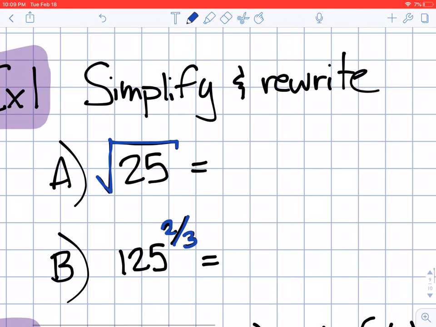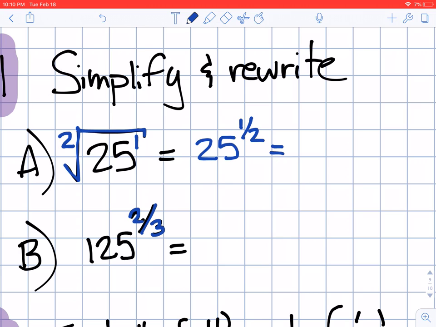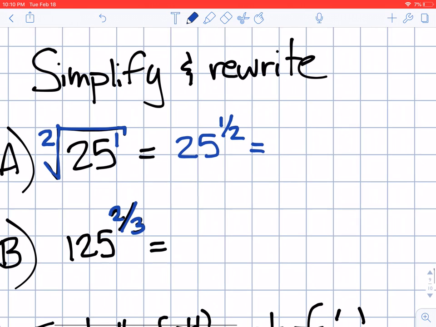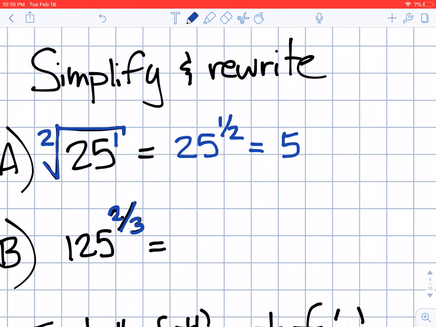Problem number 1. There's 2 numbers that are hiding. There's a 1 here, a power. It always has a power of 1 if there is no power there. And then because this is the square root, we usually leave the 2 off. So it's important that you see those 2 numbers, because that's the 2 numbers that you use in your ratio. Okay, so we're going to take 25 to the 1/2 power. Again, hopefully you know what the square root of 25 is. What number times itself 2 times is 25? And you can see that that would be 5.